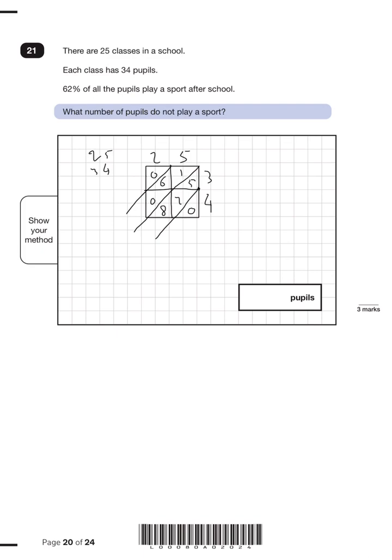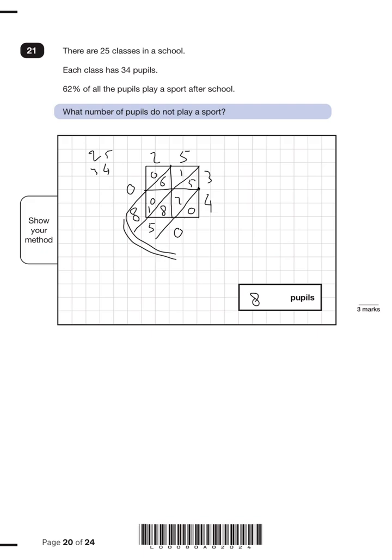Now I add backwards using these diagonal lines. So I have 0 here. Here I have 5, 2 and 8. 5 and 2 make 7. 7 and 8, 15. I'm going to carry the 1 to the next one. 1 plus 6 is 7. 7 plus 1 is 8. And this is a 0. So my answer is 850.